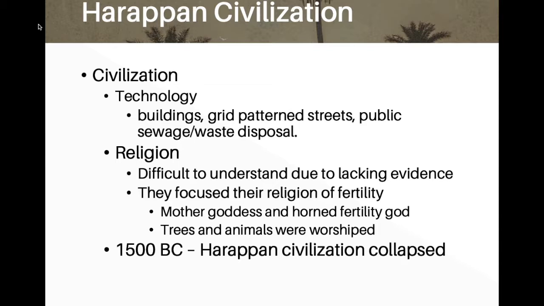And about 1500 BC, the Harappan Civilization began to collapse because some invading groups came in, and they just weren't able to last. They didn't completely disappear, but they collapsed as a civilization. They were taken over by the next one, which we're going to look at here in a second.